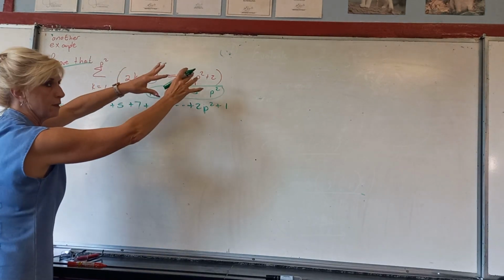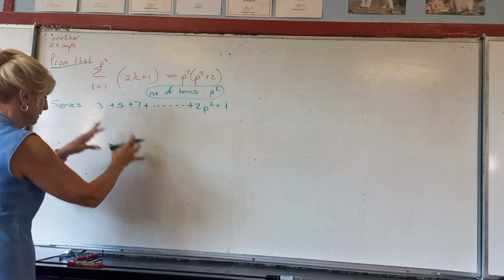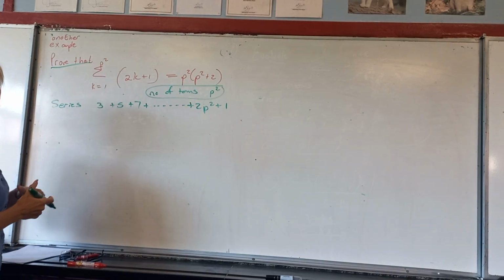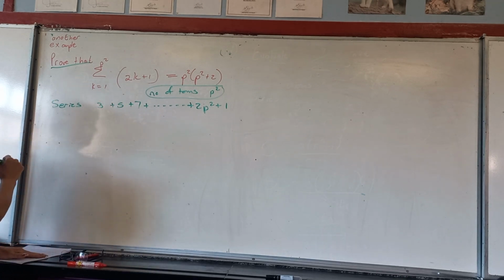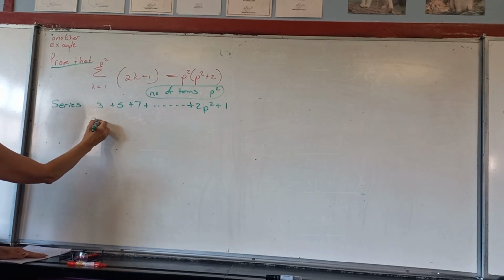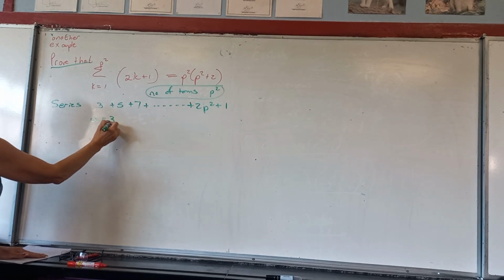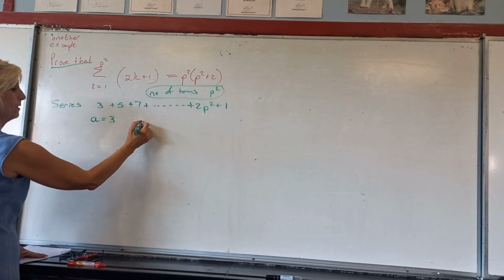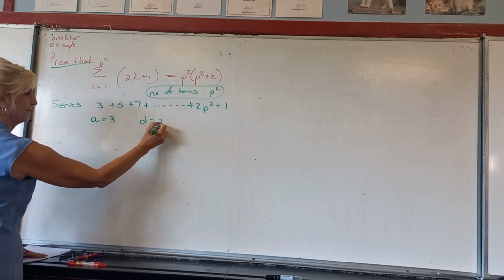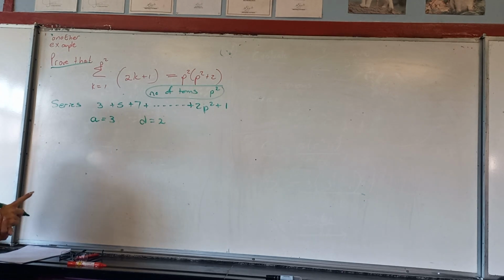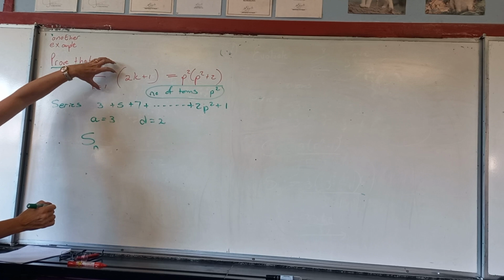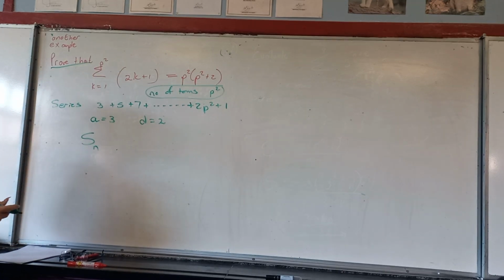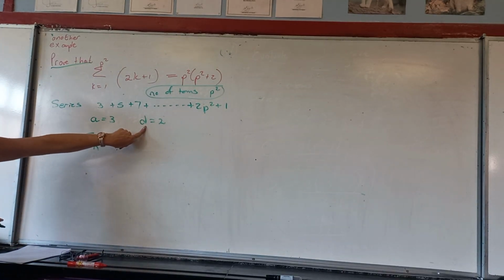Now remember, that's not the answer. You can't work with it. You've got to develop it and hopefully it does come to p squared bracket p squared plus 2. So then to do this actual sum of, how are we going to do that? We need to know still that A is 3 and D is 2. And then we're going to have to work with the sum of, because that's what this is all about, Sn.